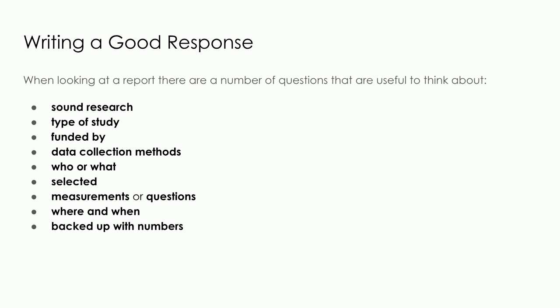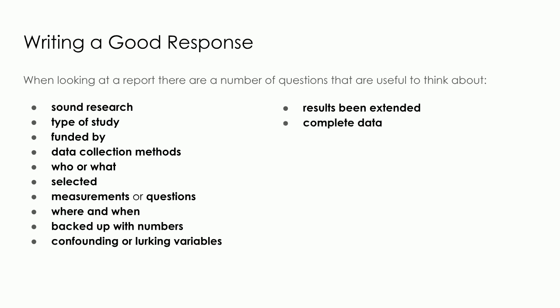Is the size of the observed effect backed up with numbers or just described? Is a claim made that drug A reduces blood pressure, or that drug A reduces blood pressure by 15%? Make sure those numbers are there to back it up. Are there any confounding or lurking variables that should be considered? Have the results been extended inappropriately? Is there complete data? Was non-response or missing data a problem?